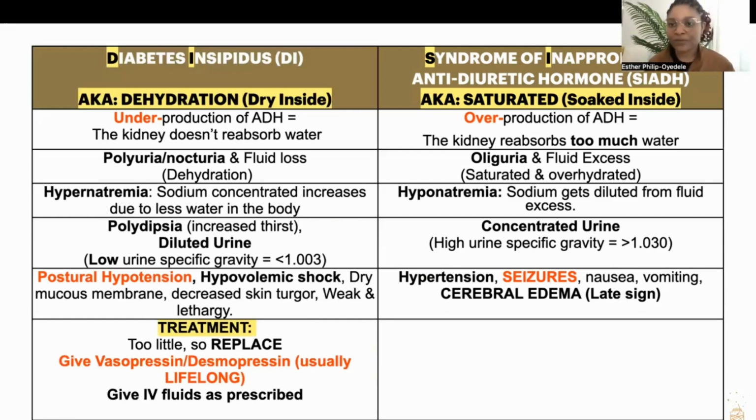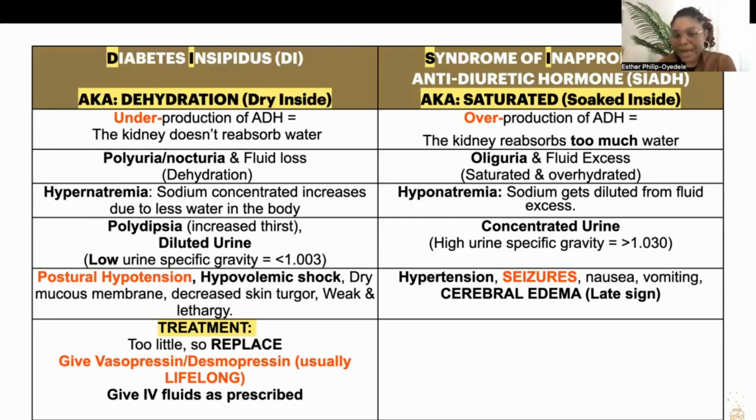So we have a synthetic form of ADH, which is also known as vasopressin or desmopressin. We would usually give it to this patient. Sometimes this patient has to be on it lifelong, depending on the cause of their diabetes insipidus, which I don't want to dive into too much. And remember, they are also losing fluids. So we're just going to give them IV fluids to replace all the water they've lost, while also giving vasopressin to stop this old shenanigan and replace the ADH that they don't have enough of.